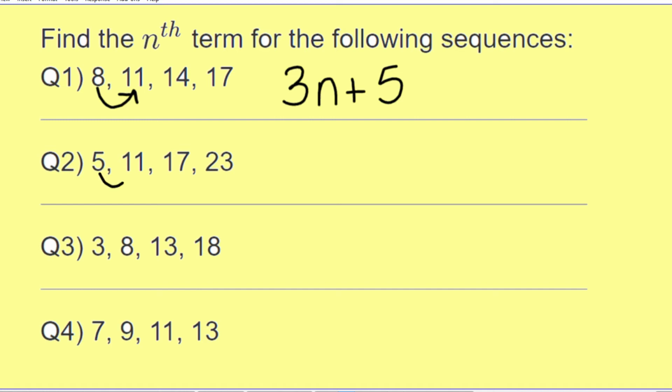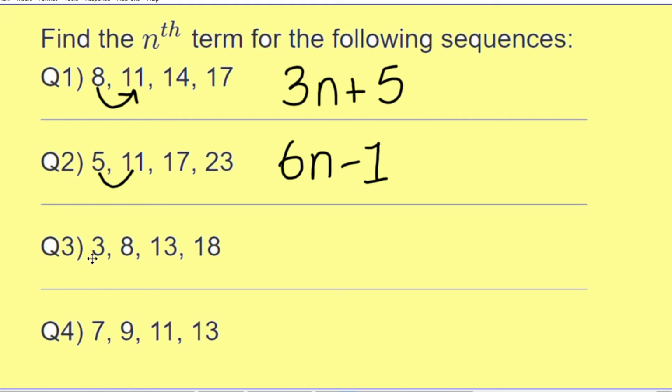So here the difference, you've got 5 to 11, which is 6. So once you've got the 6, you put an n by it, and then you look, how do I get from 6 to 5? From this number to the first number, which is to take away 1.